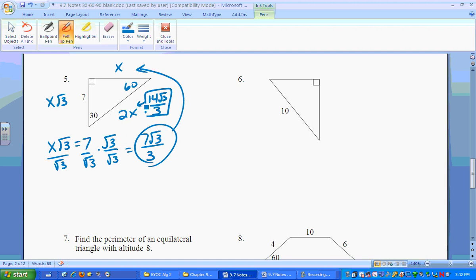Alright. Try the next one on your own. If you did so, you probably thought this was 2x. But wait a second, I don't have any of these things marked. I don't know anything about this triangle. So this triangle is impossible. There's not enough information.